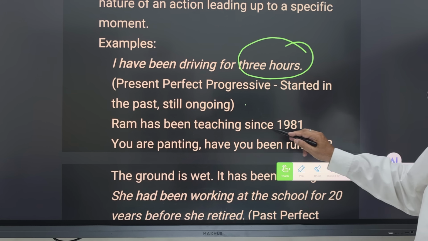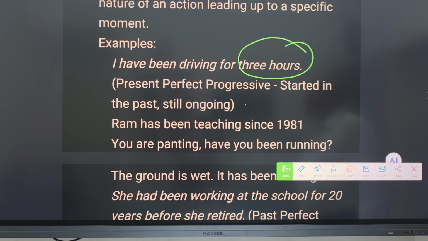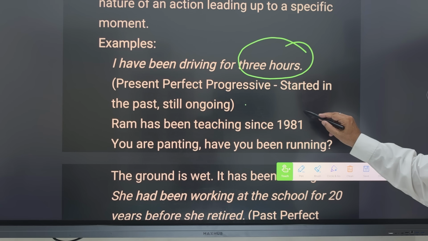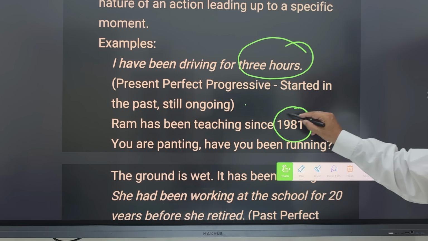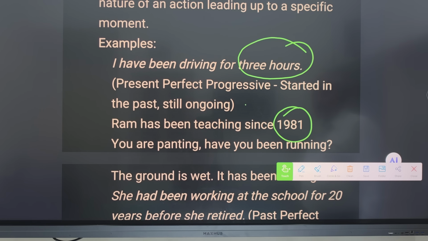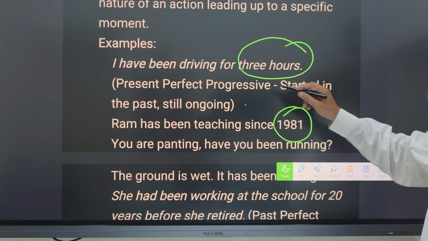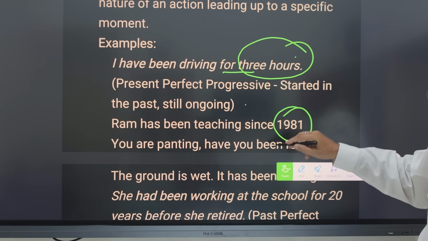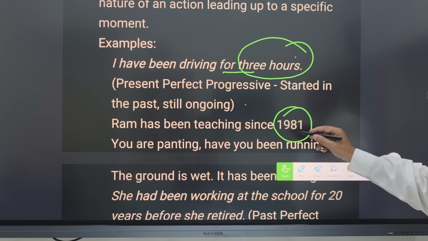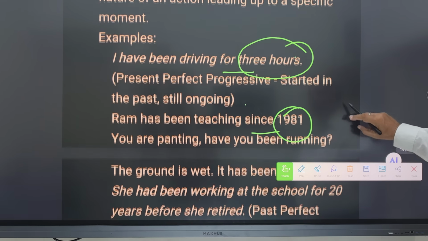Ram has been teaching since 1981. He is teaching in a particular school for the last so many years. Remember, if duration of time is used, we use for. Duration is 3 hours. If we use a point of time, then we use since 1981.